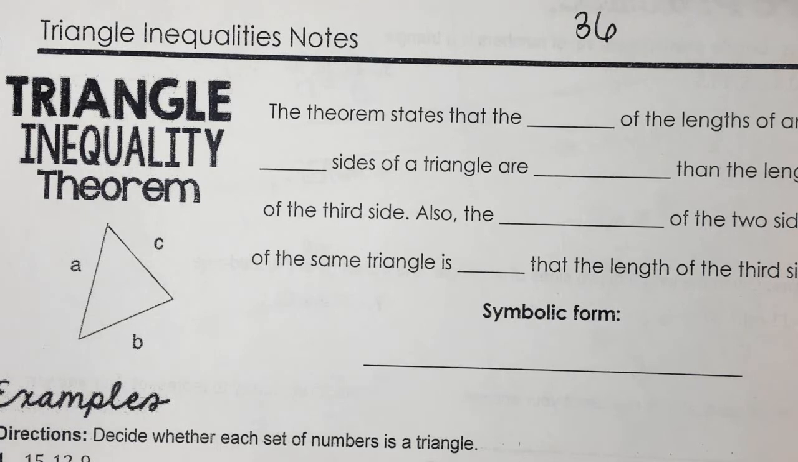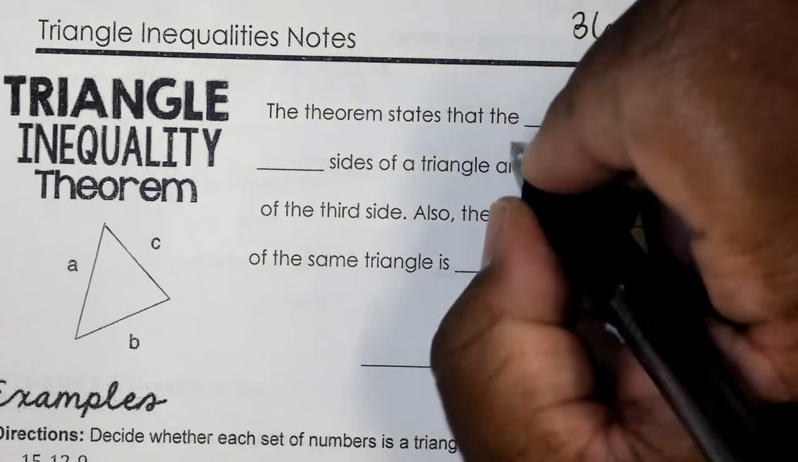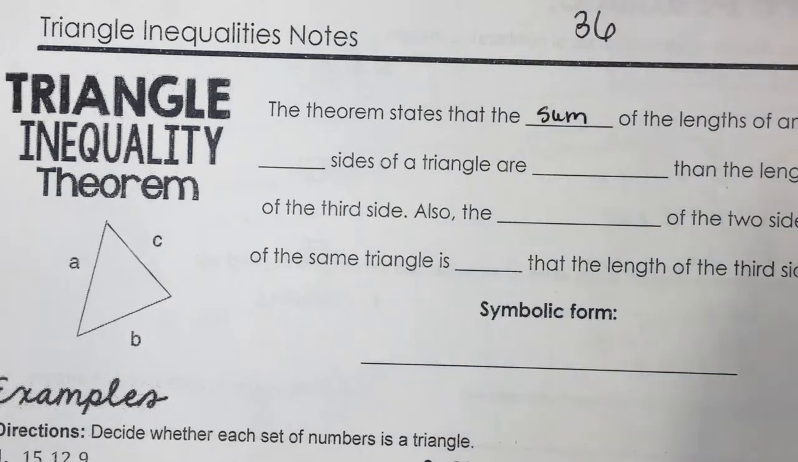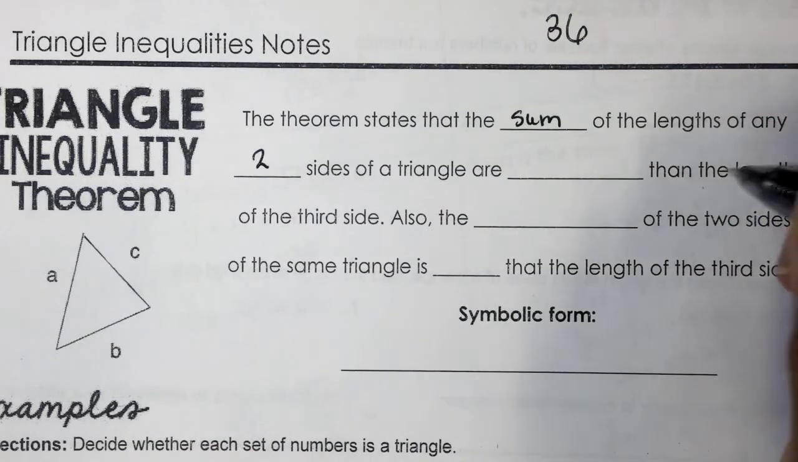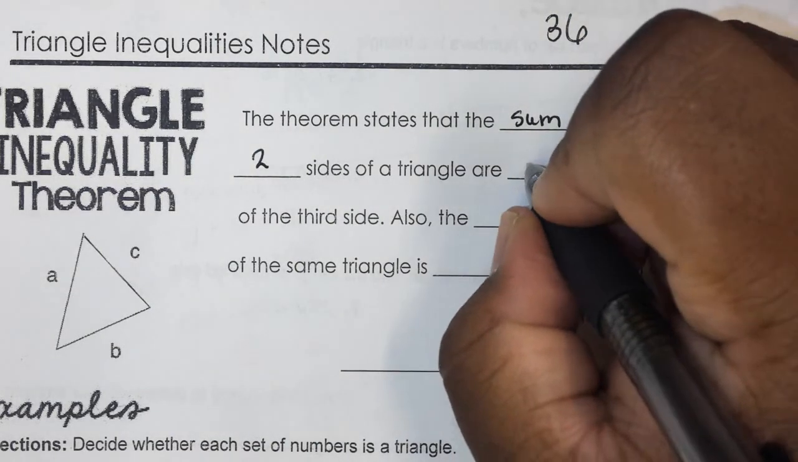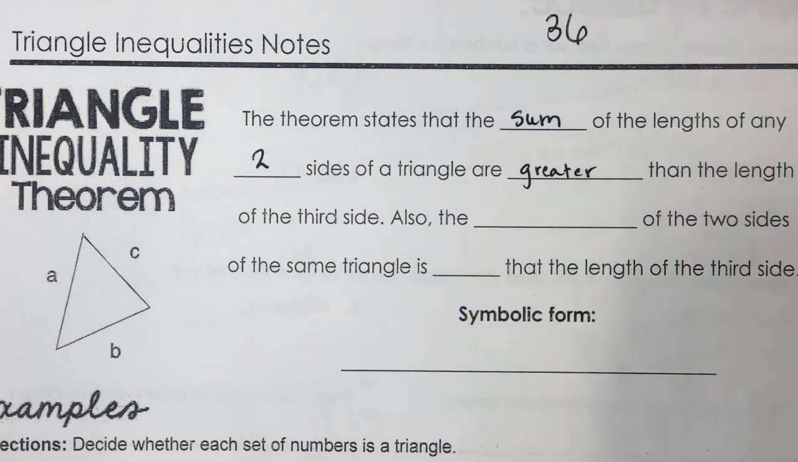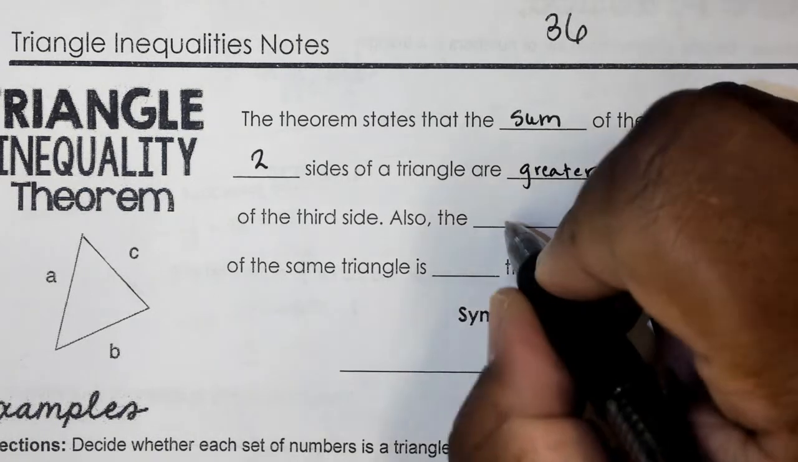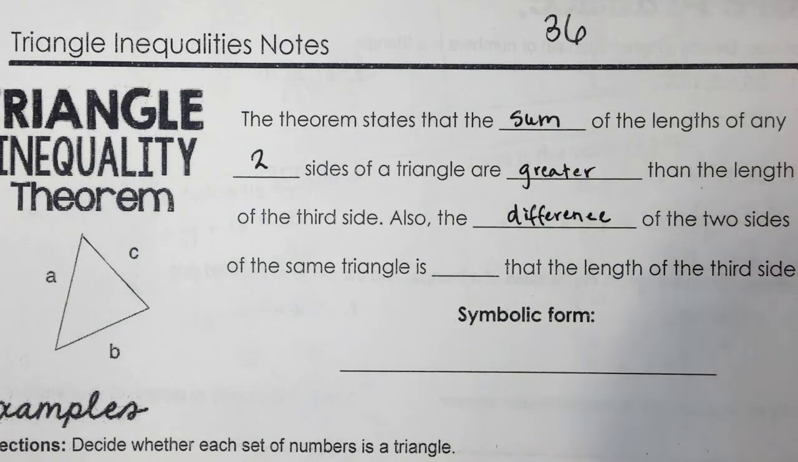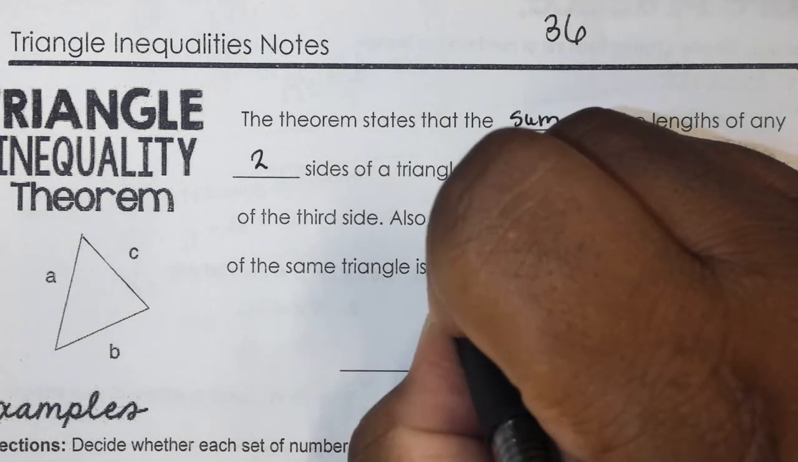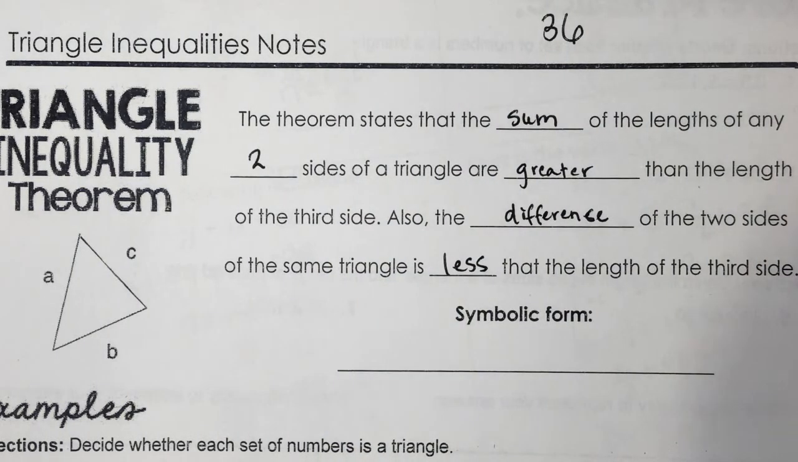All right. This theorem states that the sum of the lengths of any two sides of a triangle is greater than the length of the third side. Also, the difference of the two sides of the same triangle is less than the length of the third side.